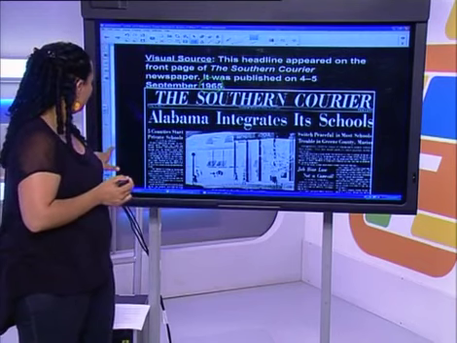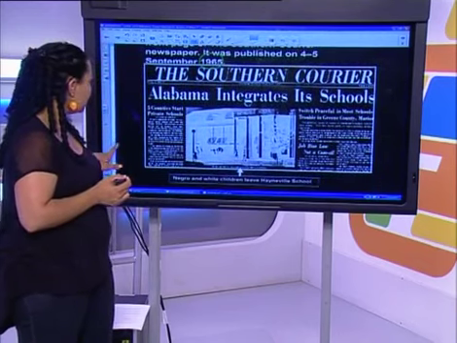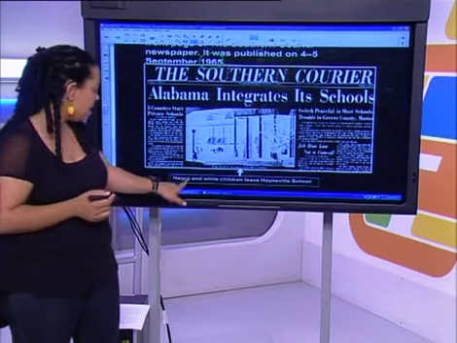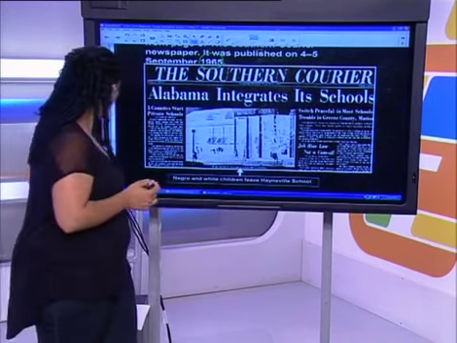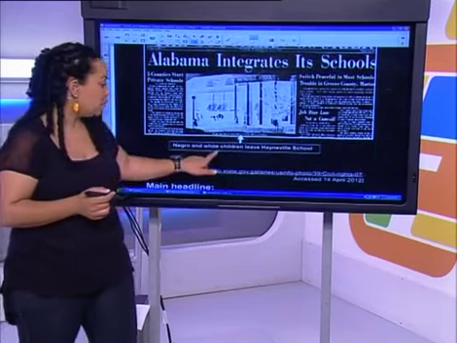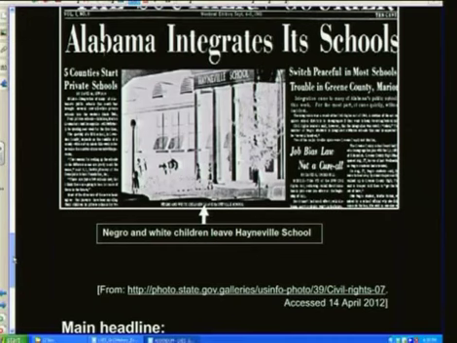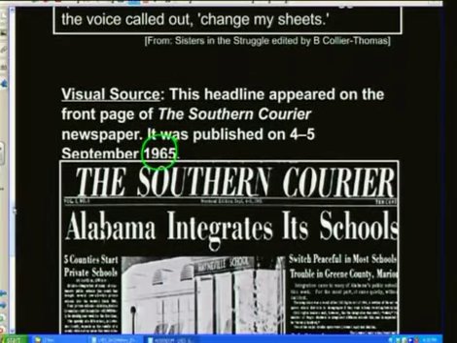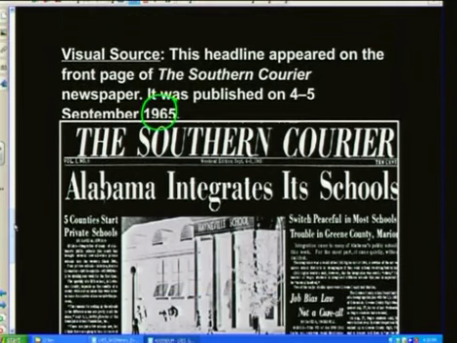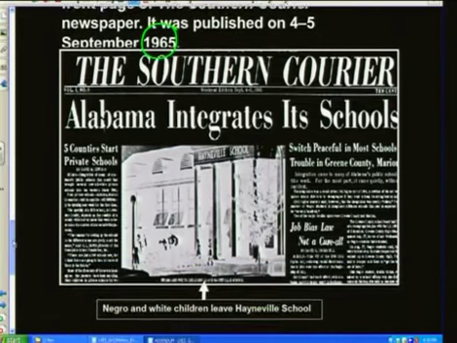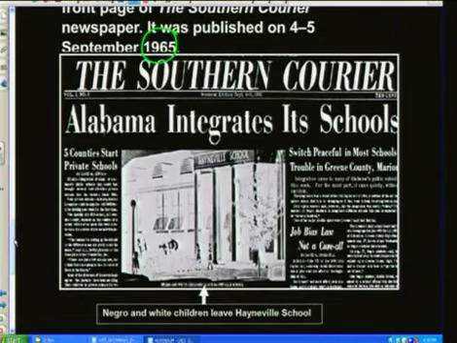Okay, so in the visual source, it reads, and you'll see over here, they always make a point of trying to clarify it for you if it's not very clear. Okay, and it says that the headline appeared on the front page of the Southern Courier newspaper. It was published on the 4th to the 5th of September 1965. And the reason why it made headline news is because it's actually a positive story about how integration was taking place in schools.